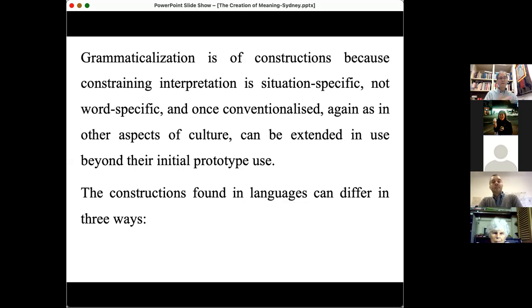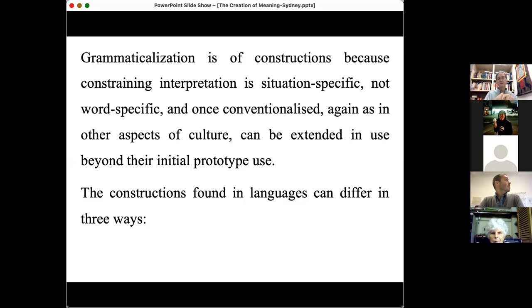So a hammer looks the way it looks because it was designed for hammering nails, but that doesn't mean I can't use it as a doorstop. It makes a very effective doorstop. So we can do things beyond their use. And constructions themselves also, one of the interesting things is when they get extended in use.